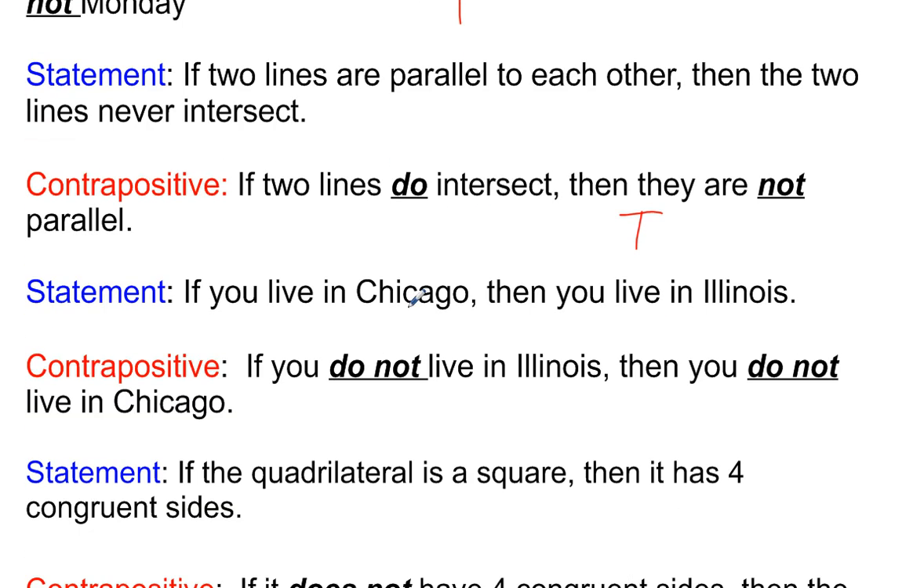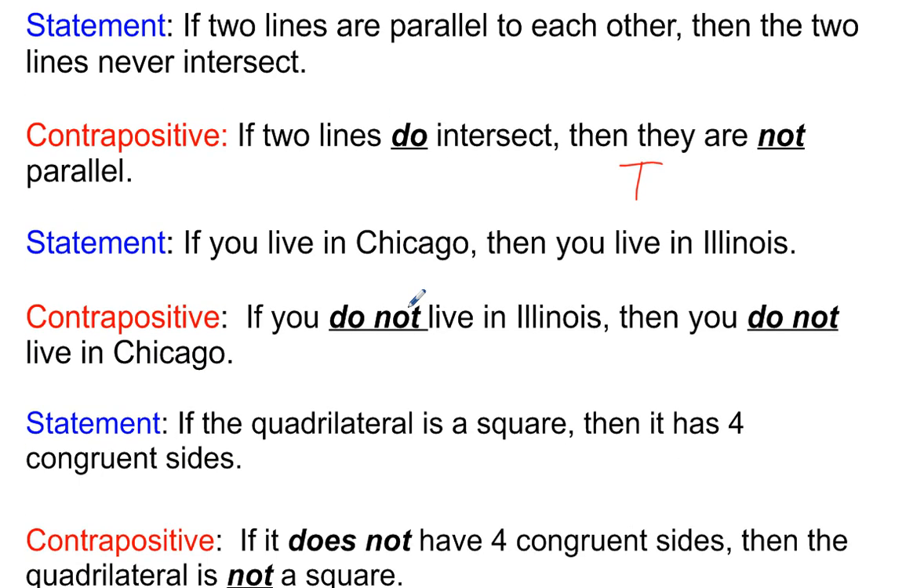Let's take a look at the third example. If you live in Chicago, then you live in Illinois, and to take the contrapositive, we switched and negated both the premise and conclusion. So we know that there is only a Chicago, Illinois. There's no Chicago, California, or Chicago, Maine. So if you do not live in Illinois, then could you possibly be living in Chicago? No, there's only one Chicago, and that's the city in Illinois. So if you do not live in Illinois, then you could not possibly be living in Chicago. So this contrapositive is also true.